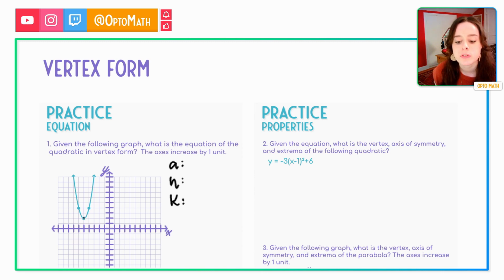So let's count to figure out what this point is. 1, 2, 3, 4, 5. So that's a -5 for h. And k is 1, 2, so +2. So we can go ahead and set up our equation to be y equals some number a, and then we have x minus h. So remember, our sign changes. So it's going to be x + 5 squared plus 2.